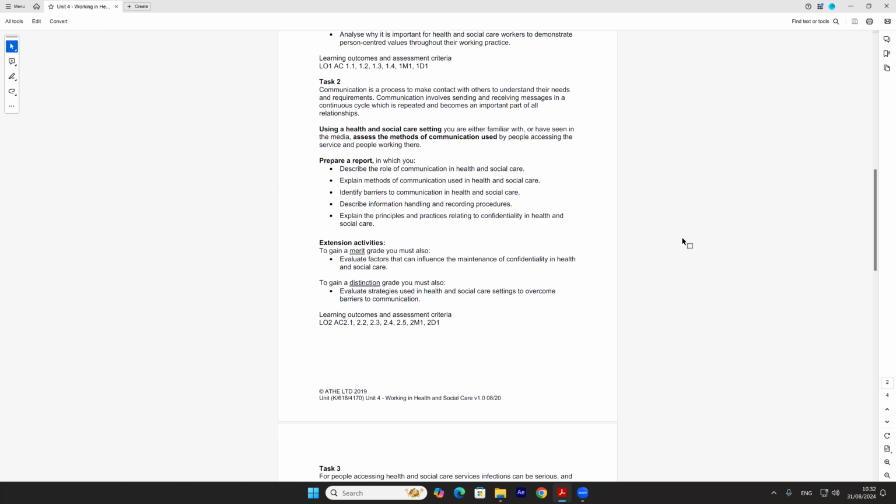You can consider adding specific examples such as the use of interpreters, assistive technology, or environmental adjustments, and discuss how effective these strategies are in practice. So in task 2, you will be exploring the vital role of communication in health and social care. By understanding the methods of communication, identifying barriers, and mastering information handling and confidentiality, you will be well equipped to provide high quality care that respects and meets the needs of individuals.